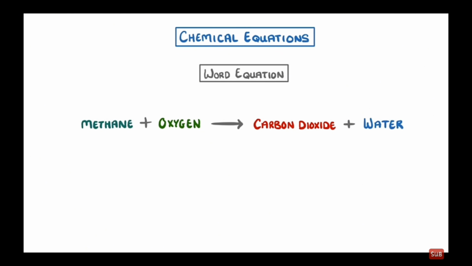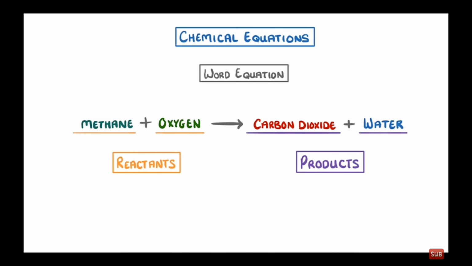On the left-hand side of our equation, we have the methane and oxygen that reacted together, and we call these the reactants. On the right, we have the molecules that are produced. So in this case, carbon dioxide and water, which we call the products. And in the middle, we have a single arrow to show that the reactants react completely to form the products.